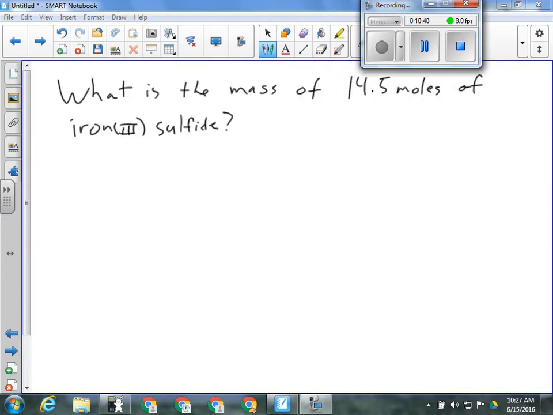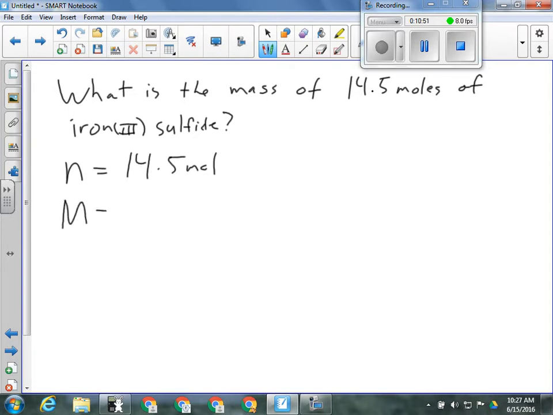All right, so second kind, we're looking for the mass and we're told the number of moles, right? So we know that N is 14.5 moles. We're told the material is iron 3 sulfide. So iron with the 3 plus charge, that's what the Roman numeral tells us, remember, okay? And sulfide, which is a -2 charge. So we're going to have Fe2S3 as the formula for the compound that we are dealing with in this question.